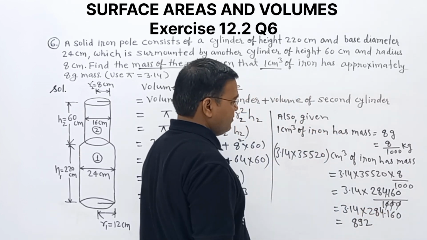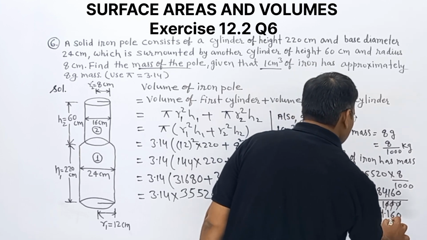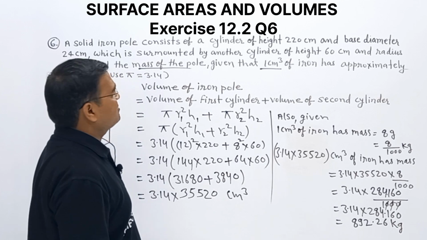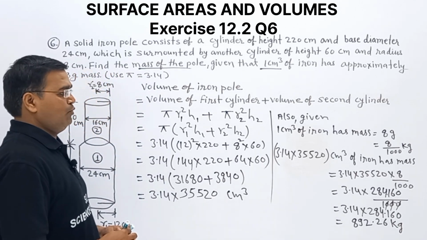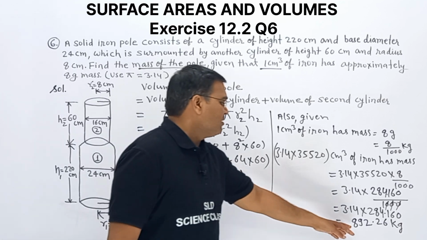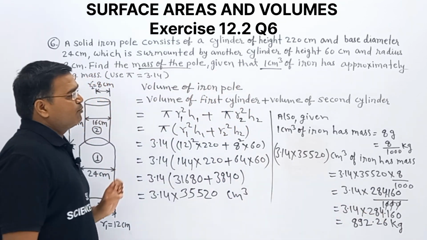And once we multiply this, then we are getting 892. Multiply, then we are getting 892.26 kg, and this is the mass of this iron pole, and this thing we require. So we obtain this one. 892.26 kg will be the mass of this iron pole.